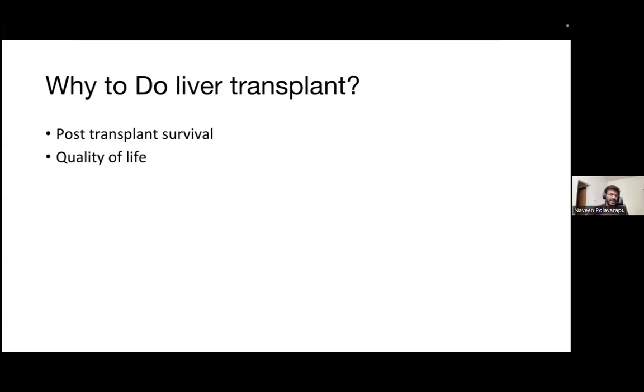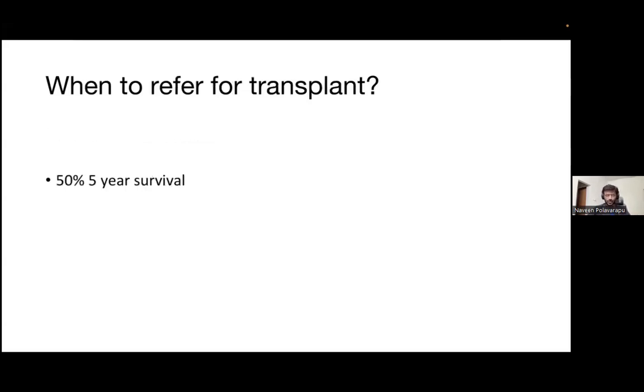Now, the important aim of doing a liver transplant is to improve their post-transplant survival, and not just the survival, we also should look at improving their quality of life. We want these patients back on their feet, back working, having a normal lifestyle. That is the most important thing, not just the survival, but also making sure that they have an improved quality of life. And the general rule that we follow is, if the 5-year survival rate of these patients is less than 50%, that means they would need a transplant. That's an indication for transplant.